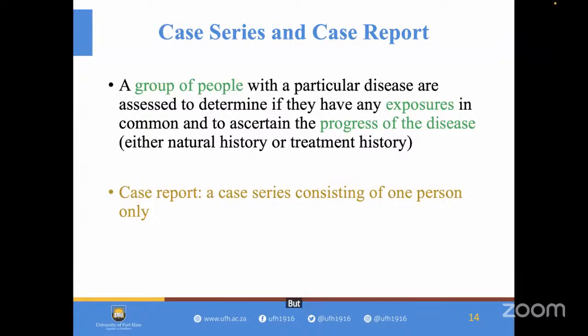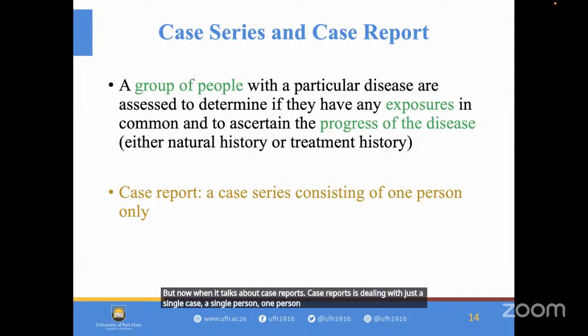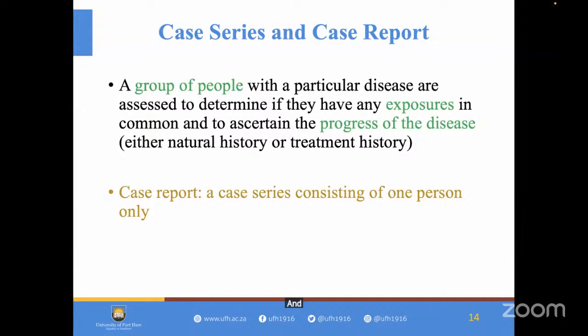But now when it talks about case reports, it is dealing with just a single case, a single person, an individual. And in this instance, they were able to trace the symptoms of Ebola back to, I think, a 3-year-old boy who was playing around the bat somewhere. And he went back to the family. As a child, the family were carrying him. He was already exposed to the bat. And from there, he was able to spread the symptoms of Ebola around his family.